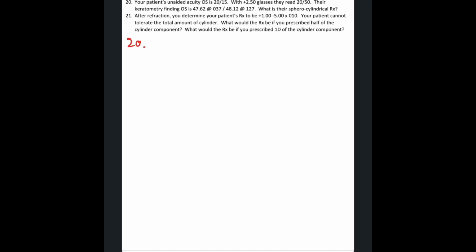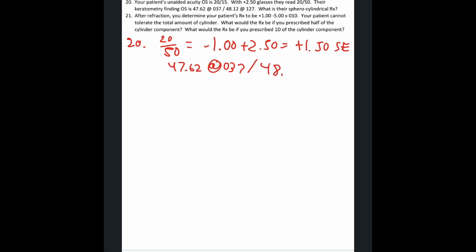Your patient's acuity is 20/15. With the plus 2.50 glasses, they read 20/50. So we know 20/50 on Egger's table is minus 1, but they're wearing the plus 2.50 glasses, so we combine them, and our spherical equivalent is plus 1.50. The keratometry readings are 47.62 at 37 and 48.12 at 127. Our axis is going to be 37 because 47.62 is a lower number. And the difference between these two numbers is minus 0.50. So this is our corneal cyl.